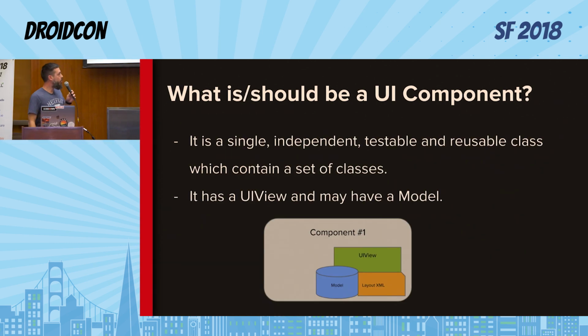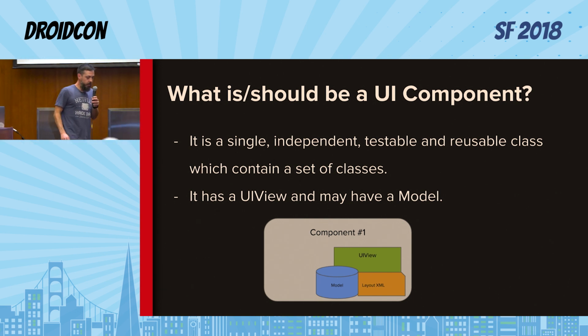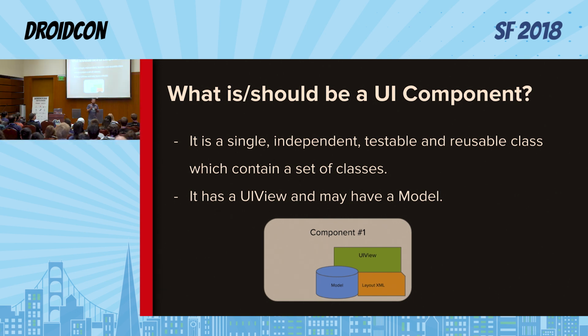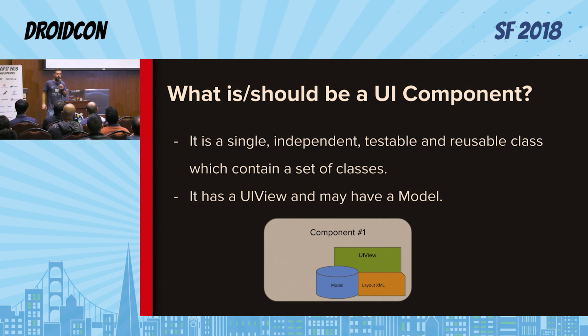So let's talk about what ideally a UI component should be. Ideally, it is reusable, it is testable, and it's independent. One component doesn't know about the other components that you have on the screen, and you can compose a screen using multiple components. We created the idea of a UI view, and what it really means is it's a wrapper for Android views. Instead of just calling them views, we are calling them UI views to differentiate them from Android views.